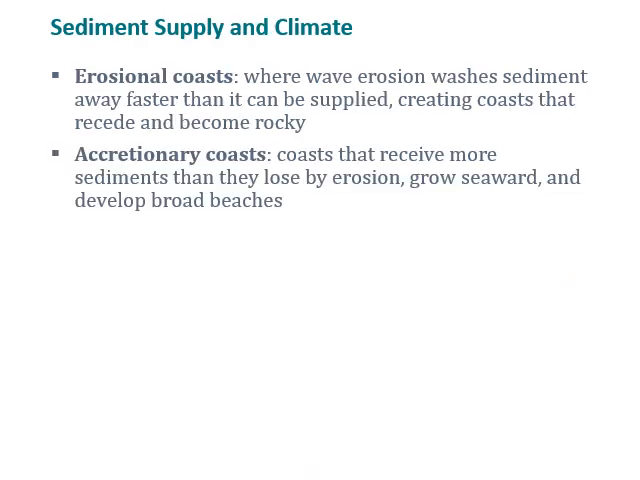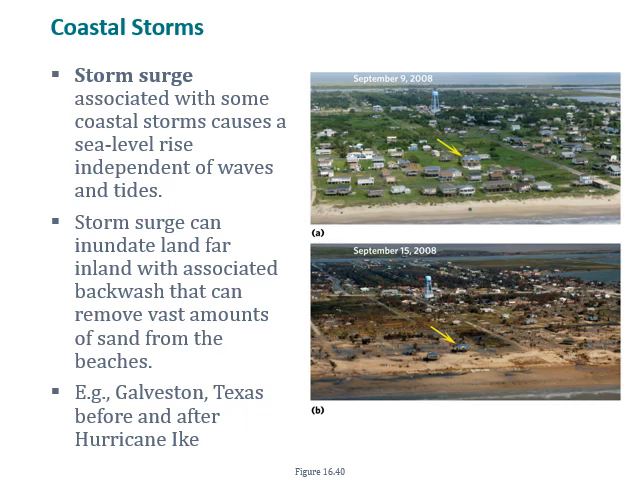Erosional coasts are where wave action washes sediments away faster than it can be supplied, creating coasts that recede and become rocky. Accretionary coasts are coasts that receive more sediments than they lose by erosion, grow seaward, and develop broad beaches. Now we'll discuss coastal storms.